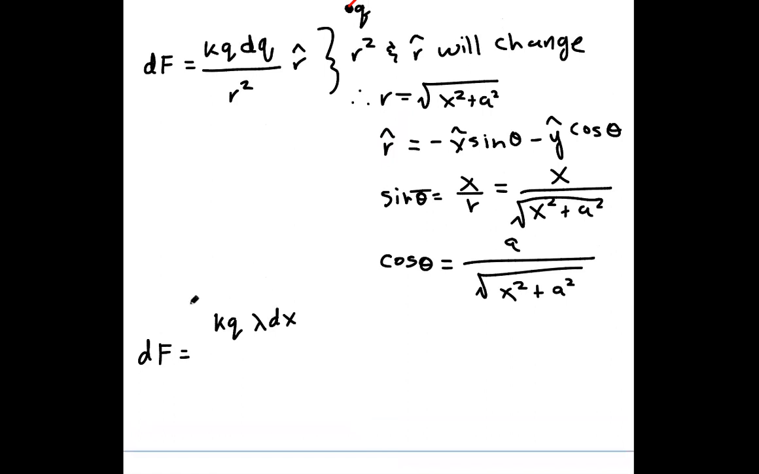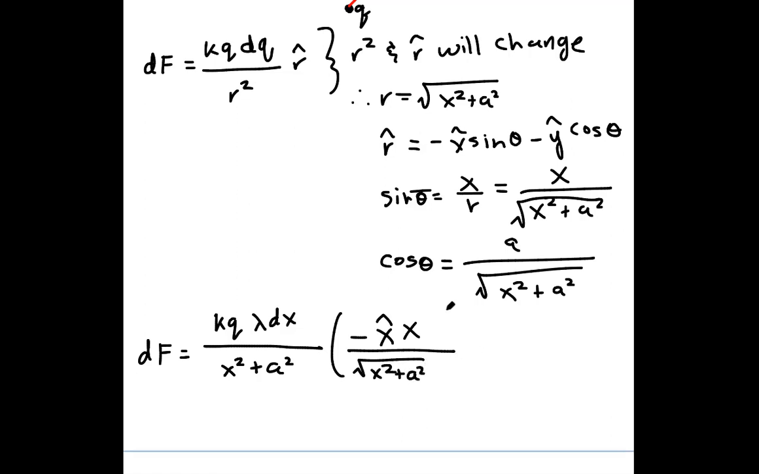Over r squared. R squared is simply this value over here squared, so x squared plus a squared, times r hat. R hat is what we have over here. So we reduced it to negative x hat times this business over here minus y hat times this business over here. So we can just write this as negative x hat x over the square root of x squared plus a squared minus y hat times a all over the square root of x squared plus a squared.